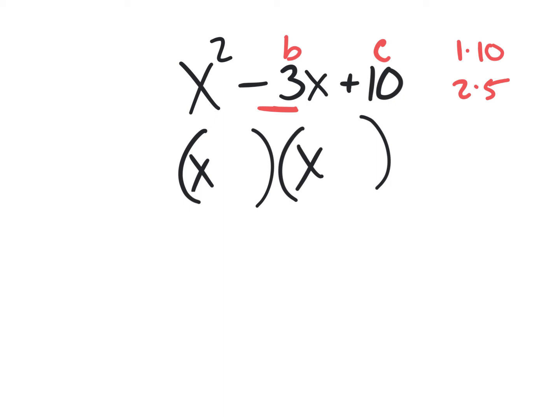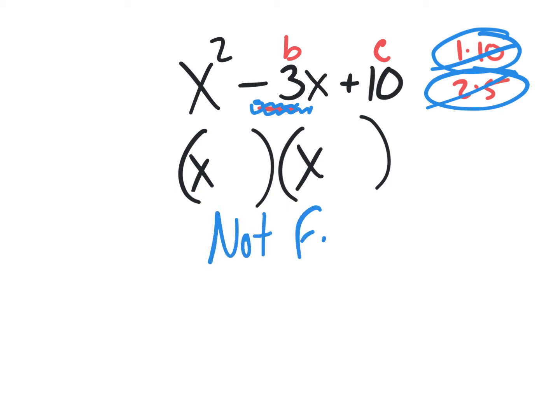Now, which of those pair of numbers combines together to give us a negative 3? The answer is none of them, right? I mean, if I actually added 1 plus 10, what do I get? 11. Is that 11 right there? No. Cancel it. How about that? 2 plus 5, what do I get? 7. Is that 7 right there? No. So it's simply not factorable.